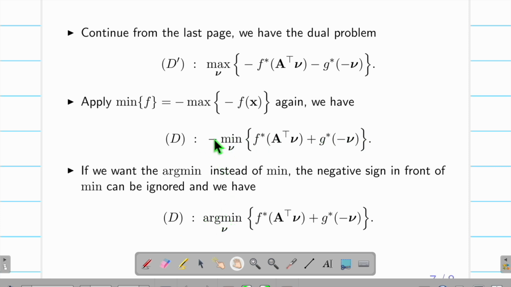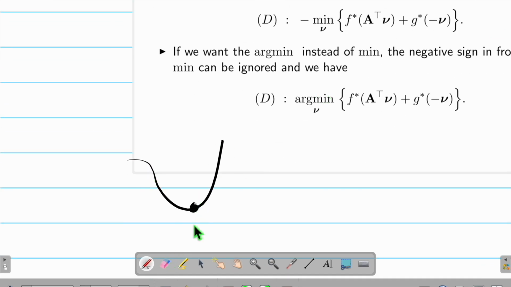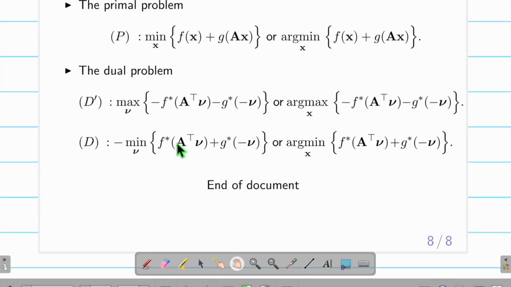Argmin means I don't care about this sign, because what is argmin? If this is my minimum, and I multiply f by 9,000, it is still a minimum. So I don't care about a number. So now it's good. What is good? This is the original problem. Now I have a dual problem on the dual variable, the min.